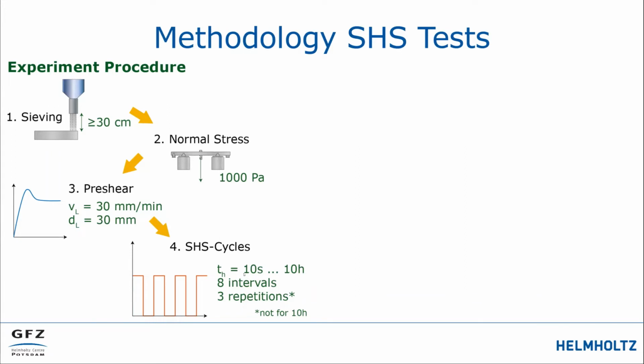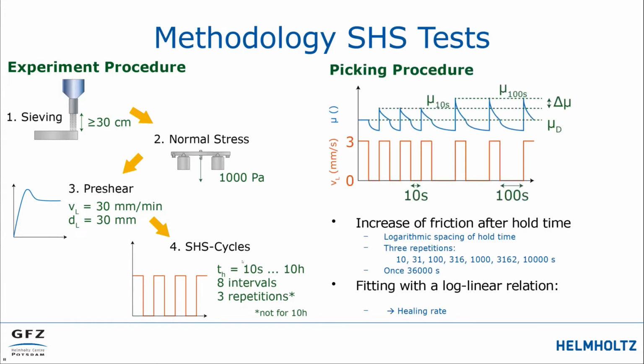And in the end, we have quite a large database that we can use. And then we pick the apparent friction that we measure. So this is a schematic curve. I will show an experiment curve later. And we see a slight increase of this peak friction for 10 seconds in comparison to 100 seconds. We have a slightly higher increase. And then we pick these values and we get this delta mu in this case.